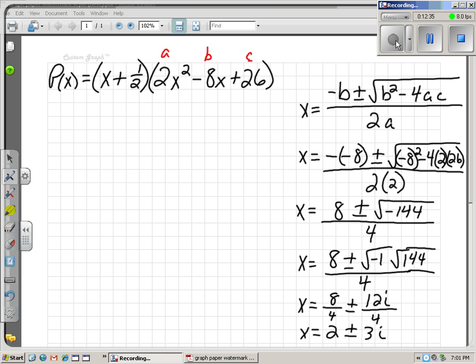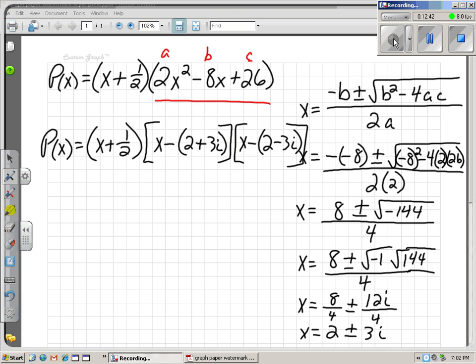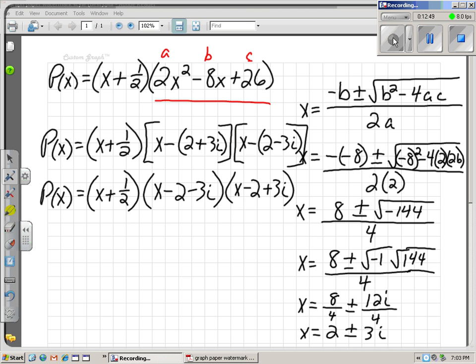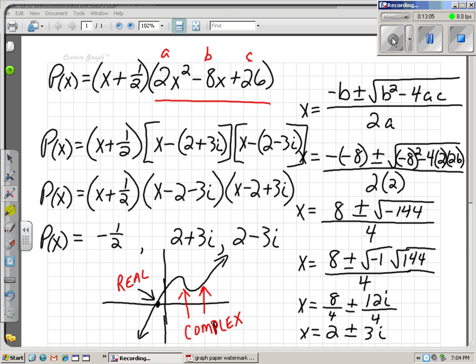So let's replace this polynomial right here with our 2 complex roots. So we have x minus 2 plus 3i and x minus 2 minus 3i, which we're going to clean up to x minus 2 minus 3i, x minus 2 plus 3i when you distribute that negative out. So there's our factors. What are our zeros? Negative 1/2, 2 plus 3i, and 2 minus 3i. And there's a peek at the graph with a real root and a couple of complex roots.